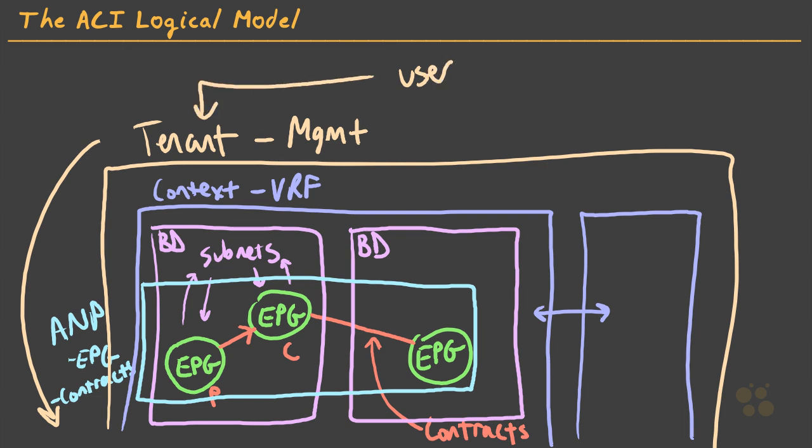So if we have a service provider that has 20 tenants, the traffic isolation itself is happening at the context or VRF layer. Meanwhile, the tenant management layer allows us to manage those tenants without causing misconfiguration and other problems between tenants. So that's it for the ACI logical model.